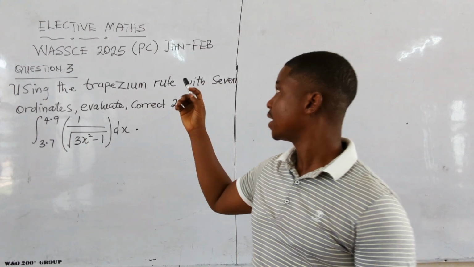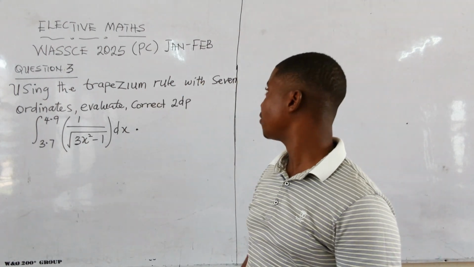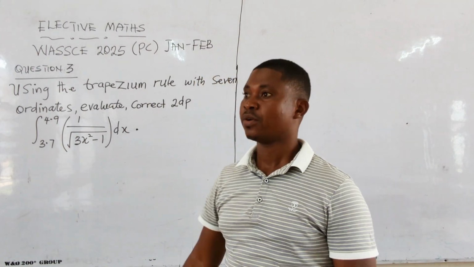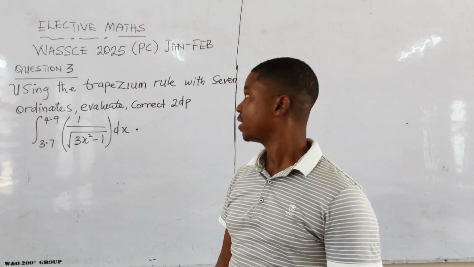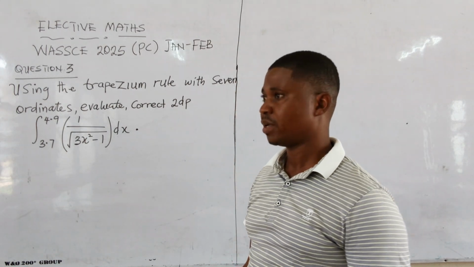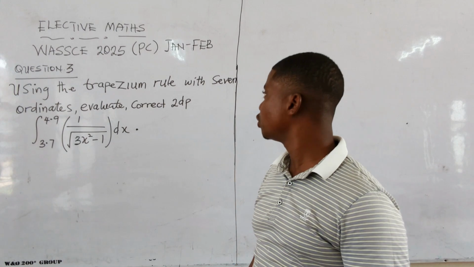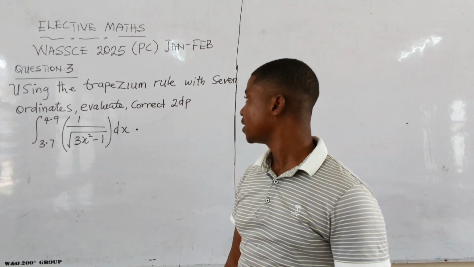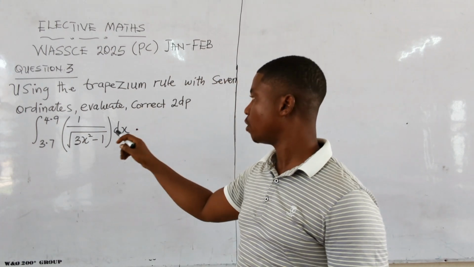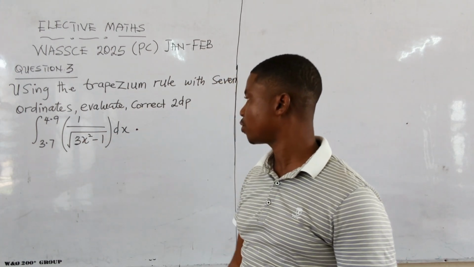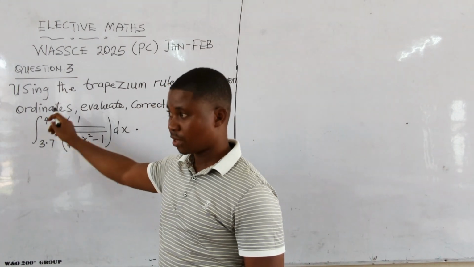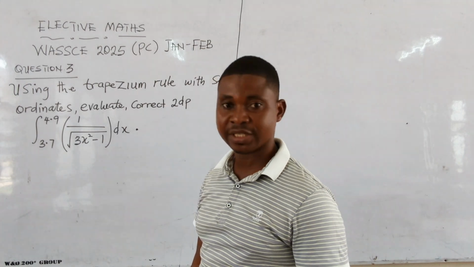Today we are going to look at WASSCE 2025 private candidate January-February, that's elective maths. Question number 3. This paper was just written on 11th of February 2025, and the question reads: using the trapezium rule with 7 ordinates, evaluate correct to 2 decimal places, the integral of 1 over square root of 3x squared minus 1 dx, with lower limit 3.7 and upper limit 4.9.